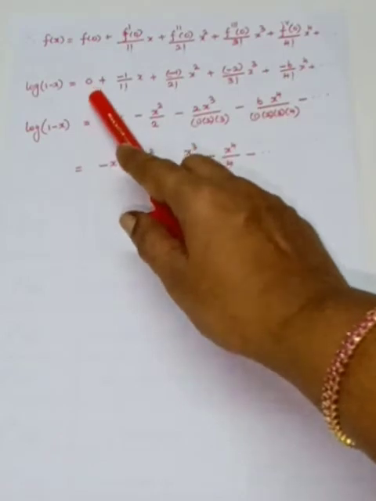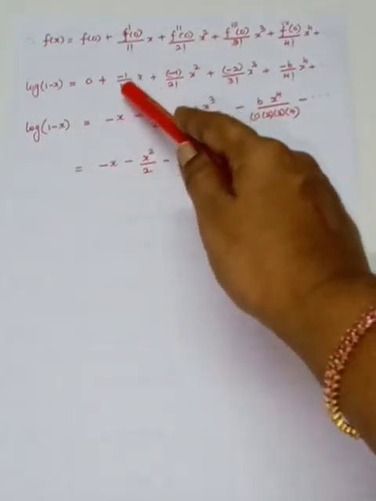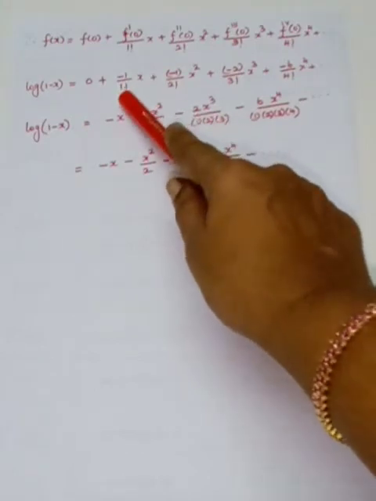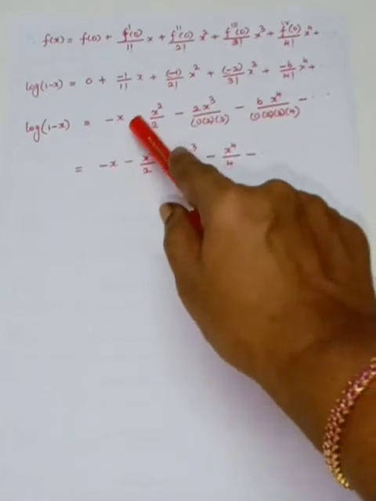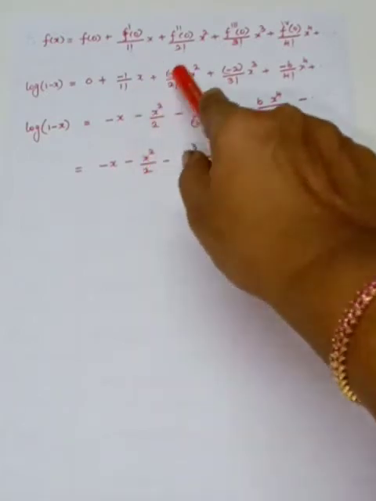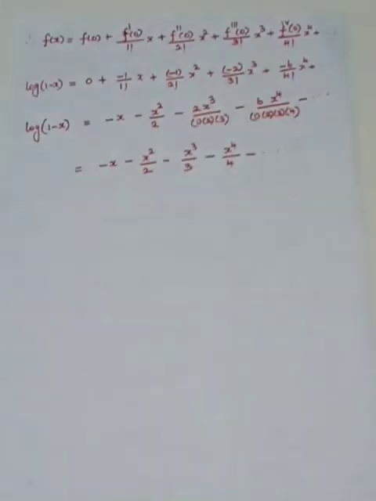So first term is 0. Next you come to the next term, minus 1 by 1 factorial. 1 factorial also 1. So minus 1 into x is minus x. So here also minus 1 into x squared is minus x squared divided by 2 factorial. 2 factorial means 1 into 2. So 1 into 2 is 2.